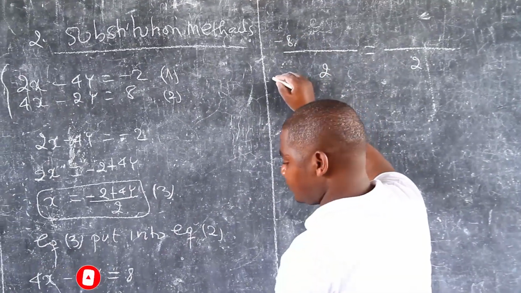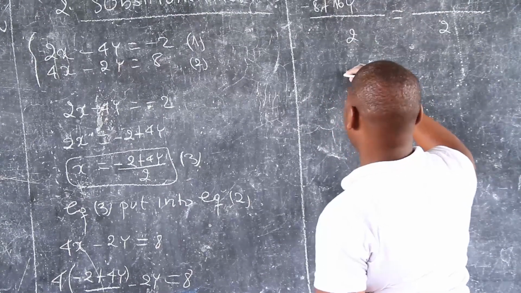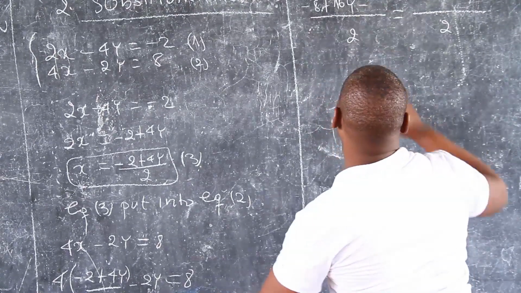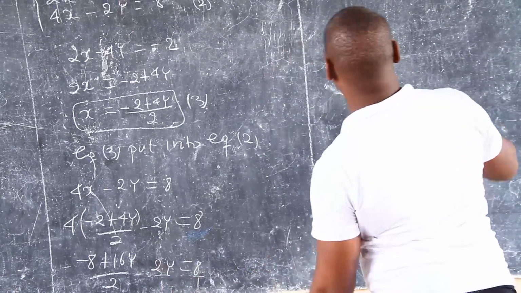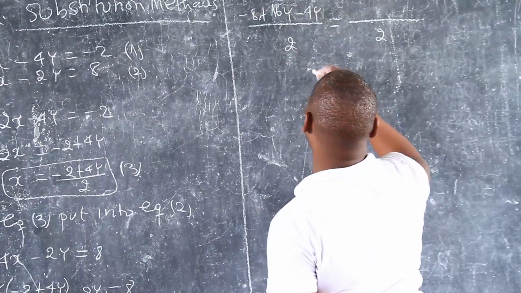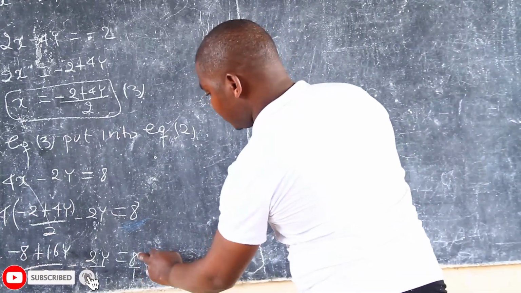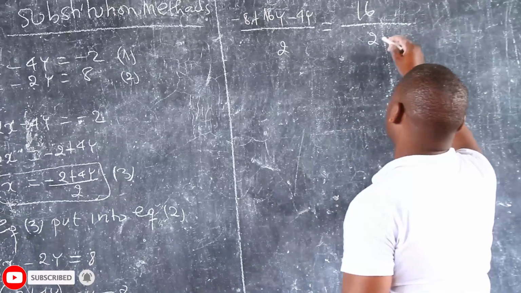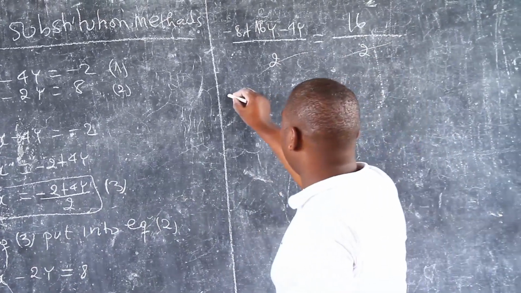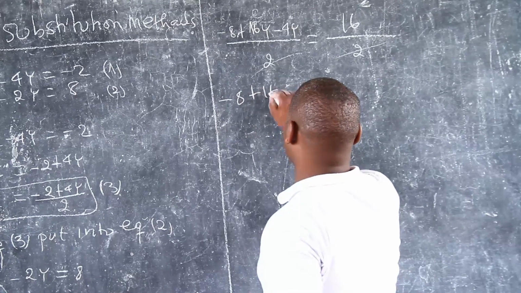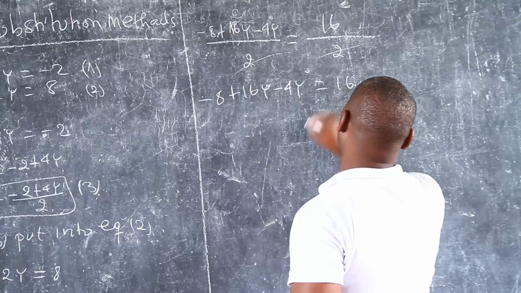Negative 8 plus 16y minus, 2 divided by 1 equals 2. 2 times 2 equals 4. This is the 4y. 2 divided by 1 equals 2. 2 times 8 equals 16. This I can cancel, then I found the whole number. If I have 8 plus 16y minus the 4y, I can find the 16.